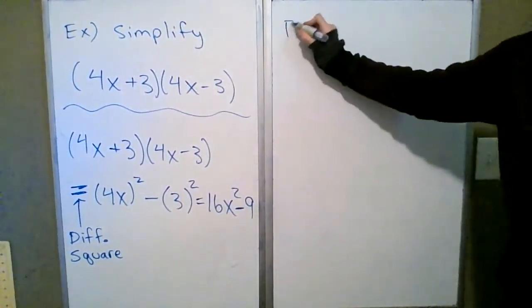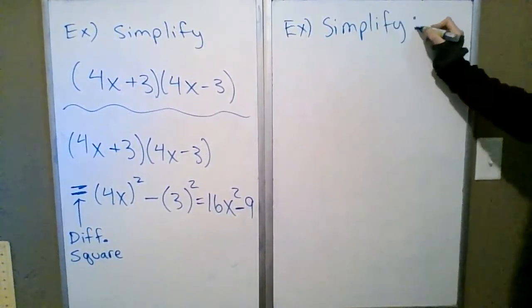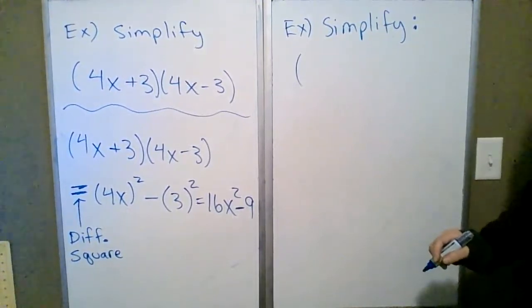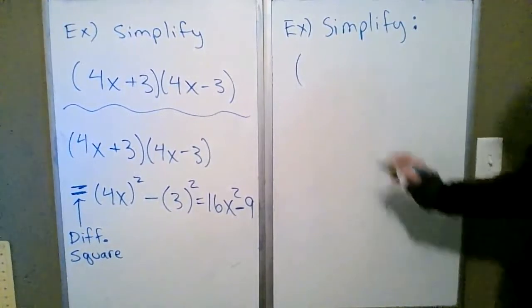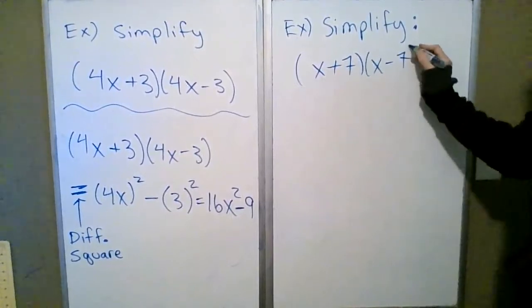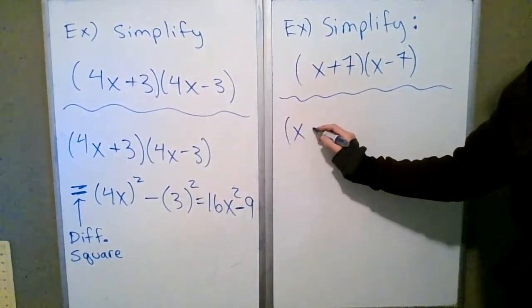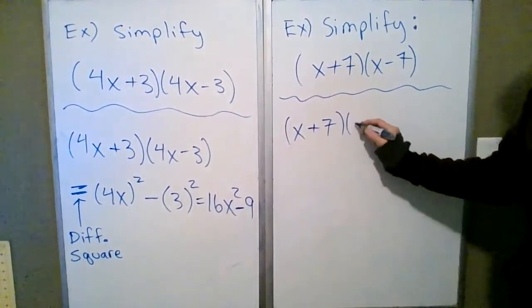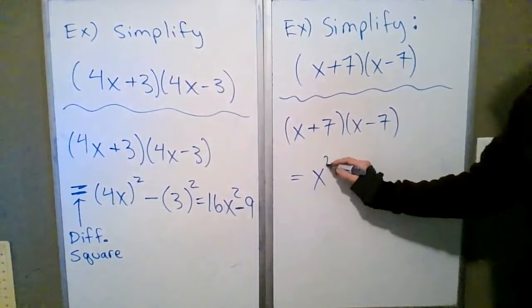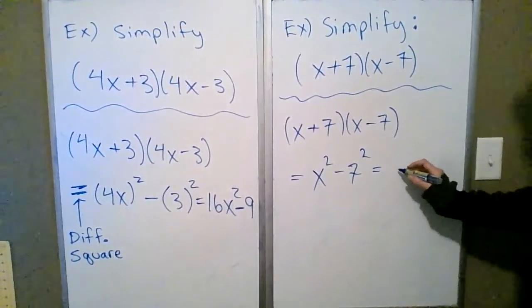Simplify. x plus 7 times x minus 7. It's another difference of squares. You've got your first term x plus your second term 7, first term x minus second term 7. You take the first term, square it, and subtract the second term squared. So it's x squared minus 49.